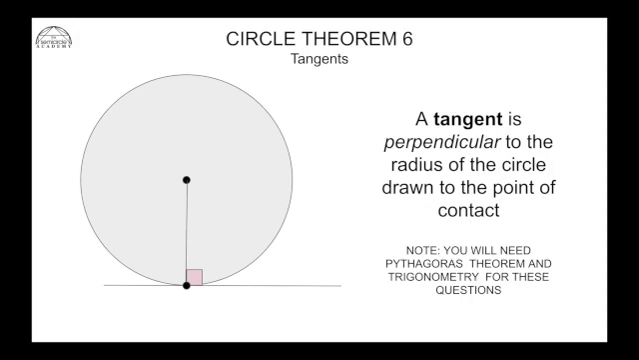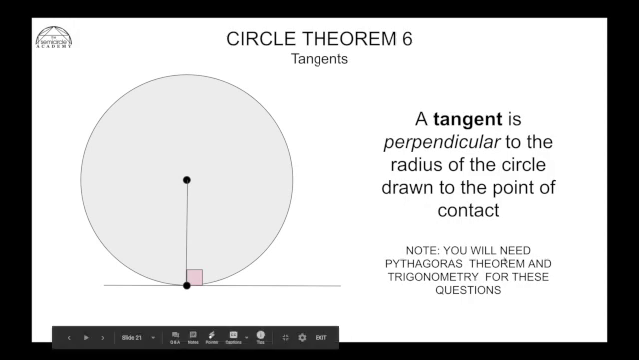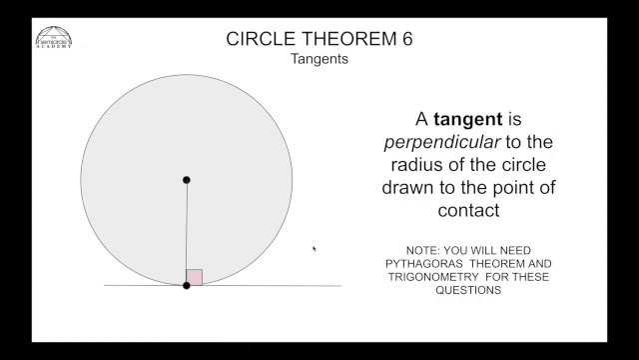Done. Right. Now I see in here a note that you will need Pythagoras theorem and trigonometry for these questions. We actually didn't do trigonometry yet. We're going to do trigonometry next. So maybe a couple of these questions you might need sine, cosine, and tan. So maybe a couple of these next questions you might not be able to do, but we will see.